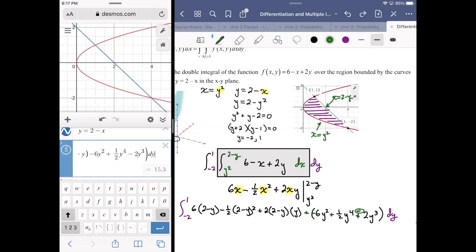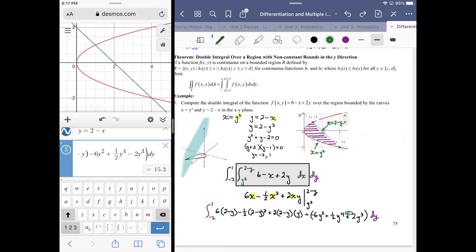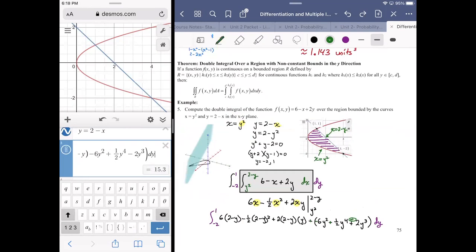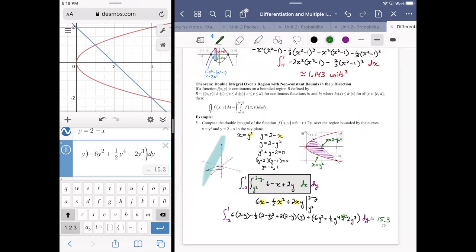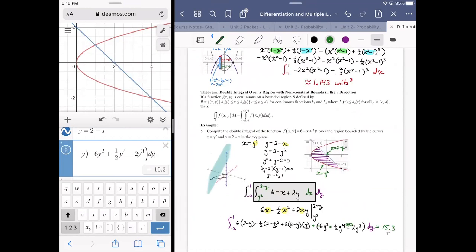And we get a 15.3. That's exact, so kind of nice. And so there it is. And so, let the calculator do the heavy lifting when it comes to that stuff, the computational.